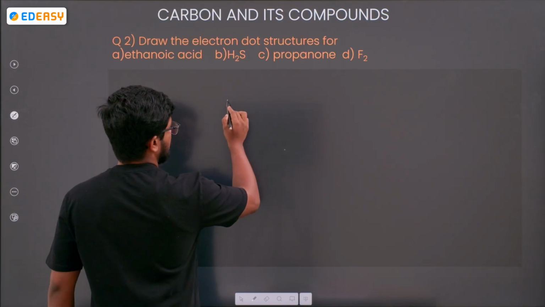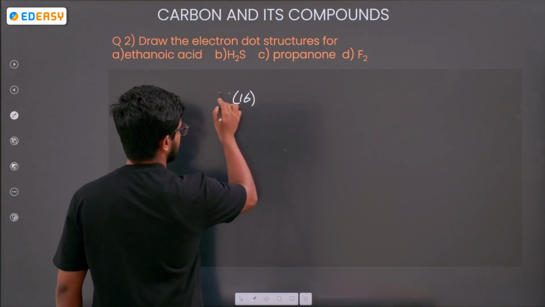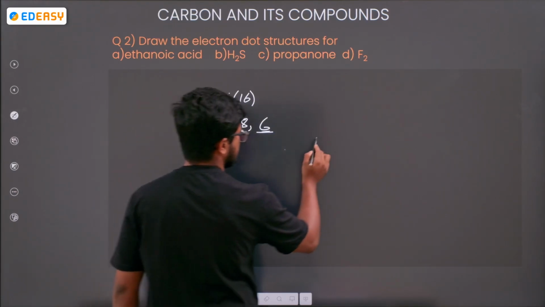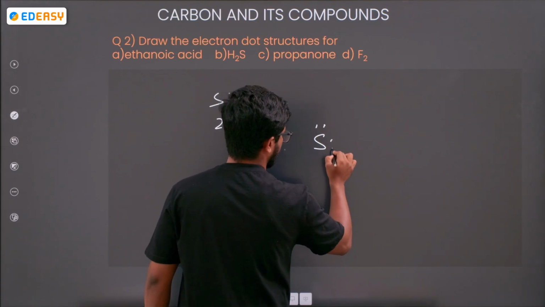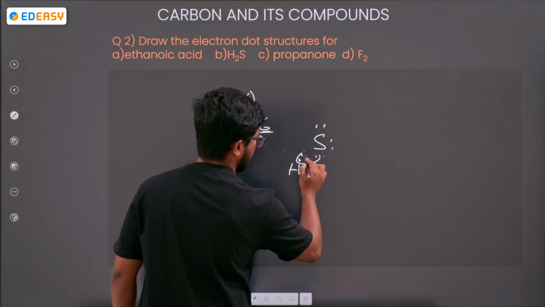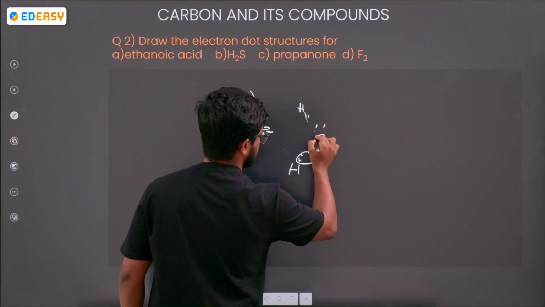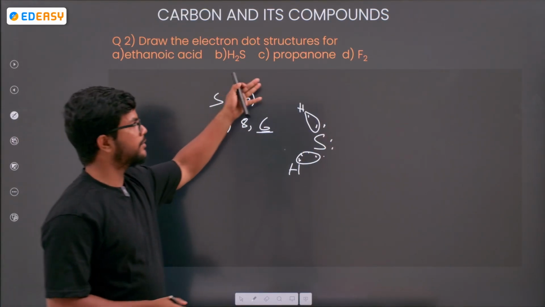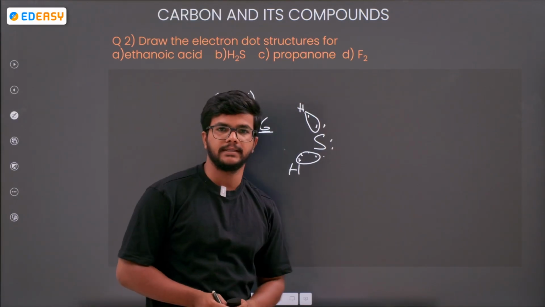H2S. Sulfur has atomic number 16, so the configuration is 2, 8, 6. The outermost shell has 6 electrons: 1, 2, 3, 4, 5, 6. Each hydrogen will make one bond with the sulfur. So this is the electron dot structure of H2S. Propane is known, you can try. F2 also you can try in the comment section.